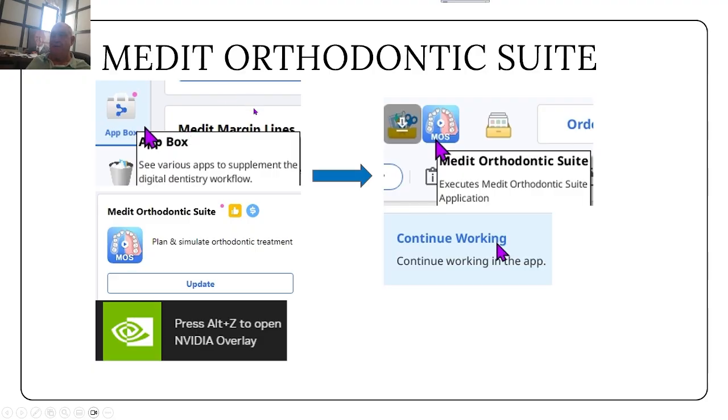Okay, so Medit Orthodontic Suite. If you don't have it, you want it, I can tell you, on the Medit Link app box, you get that. You get the Orthodontic Suite. Make sure you have NVIDIA, and then once you have it, you'll see this icon that says MOS, Medit Orthodontic Suite, and you're going to click that after you've already imported the scans, or you scan directly using Medit Scanner. Okay, the next thing that's going to pop up is going to say continue working, and you say yes, of course.